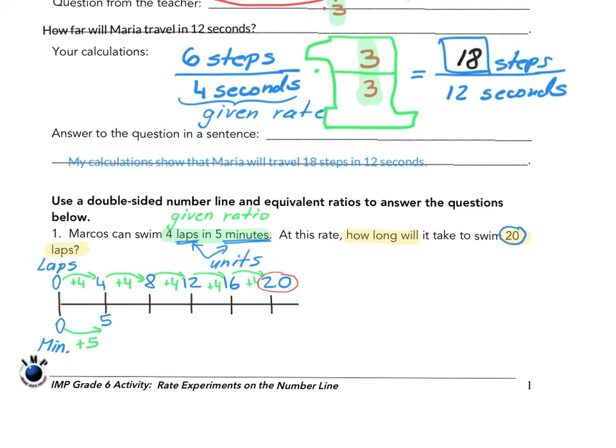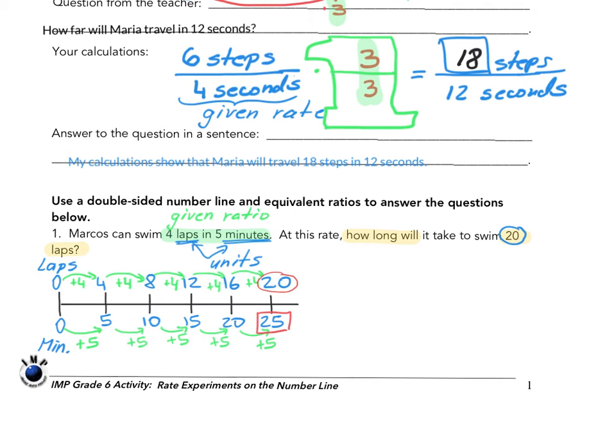laps. Now, each time I added 4 laps, it took Marcos 5 minutes to swim them. So I'm going to be adding 5 minutes for every 4 laps. So 5 plus 5 is 10. And we're going to keep doing it until we come to 20 laps. Perfect. So now I figured out that for Marcos to swim 20 laps, it's going to take him 25 minutes. So here is my answer.